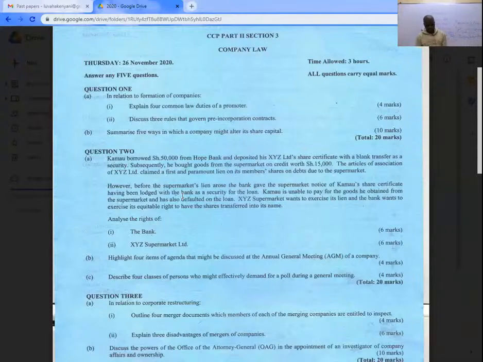Full stop, then you just say the equitable right arose as a result of Kamau having used his shares as security for a loan from Hope Bank Limited.